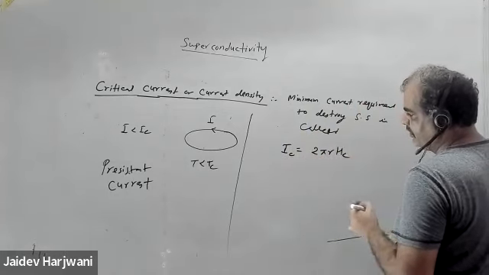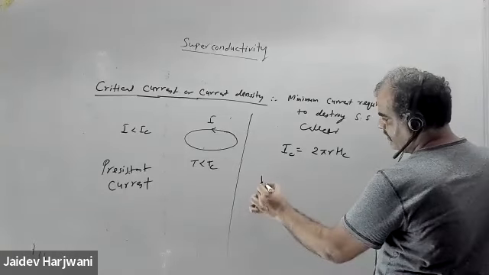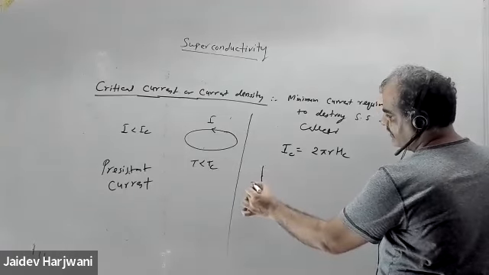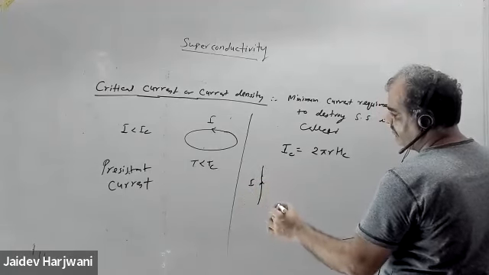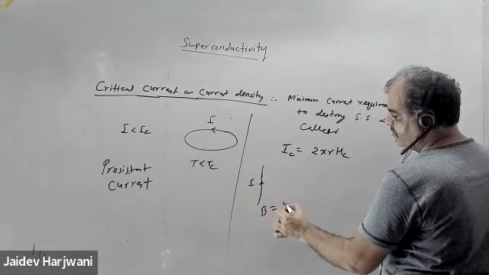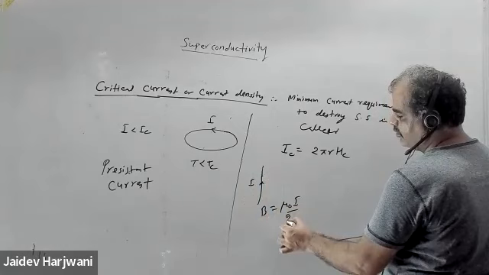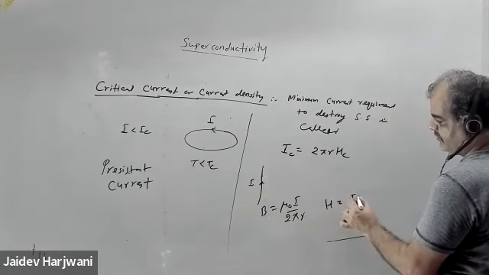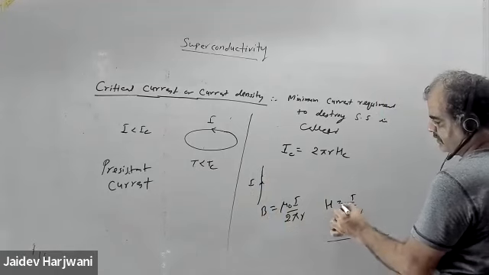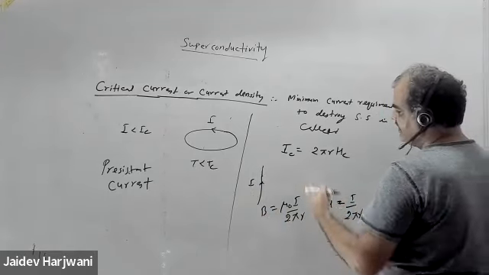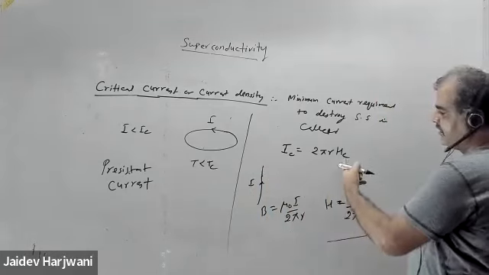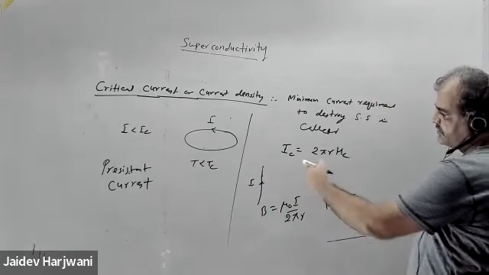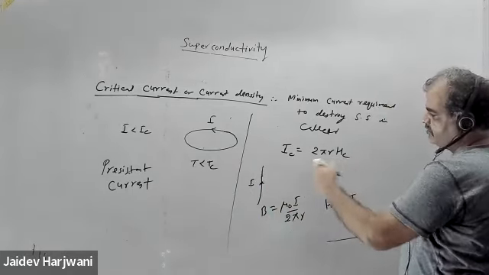Whenever you flow a current in a wire, it will create a magnetic field, which is B equal to mu 0 I upon 2 pi R, and H equal to I upon 2 pi R. So whenever you apply a critical current, it will produce the critical field, and this current will destroy your superconductivity.